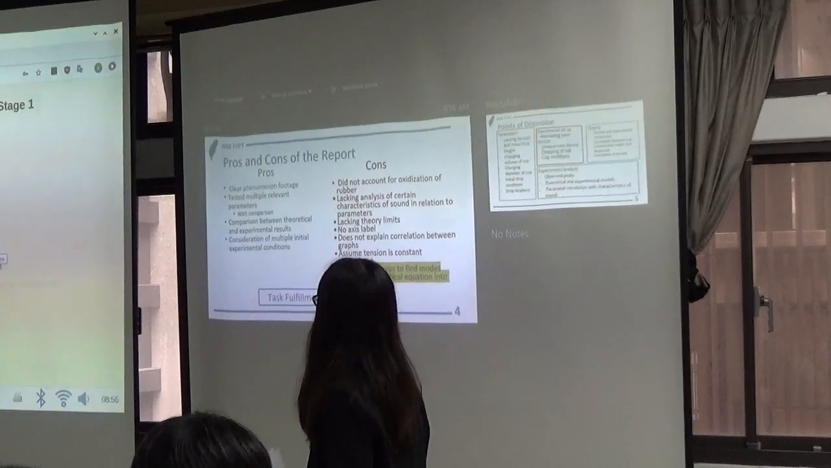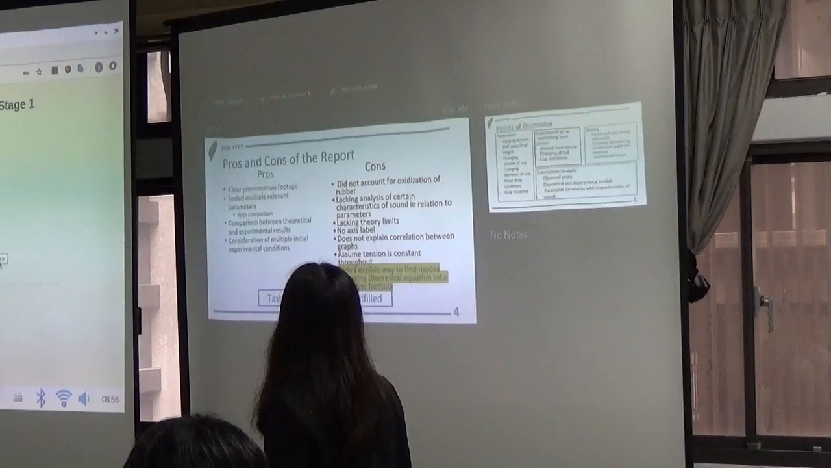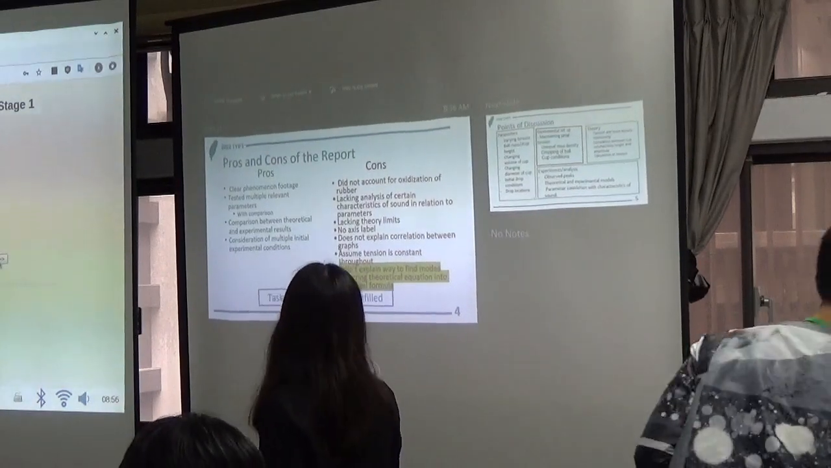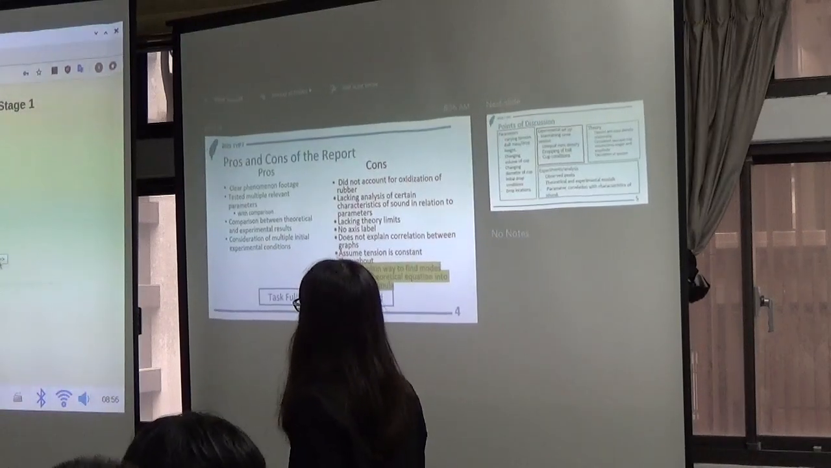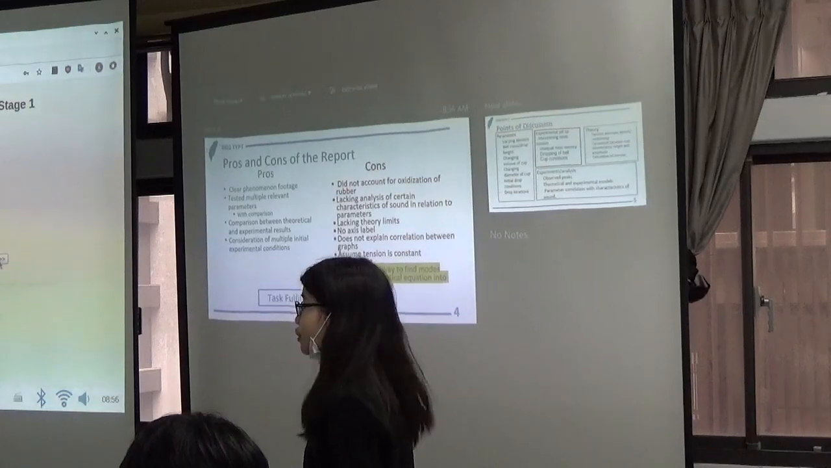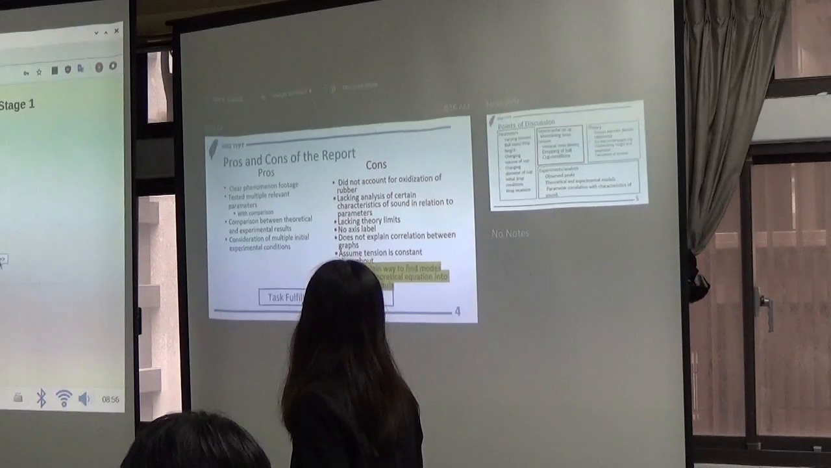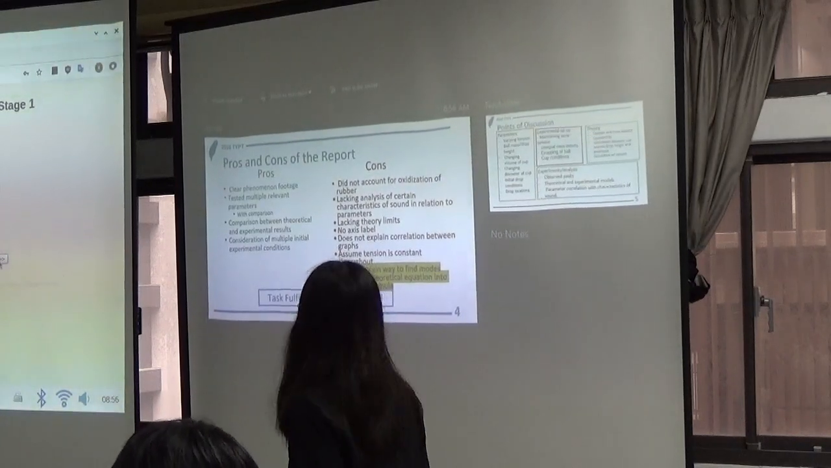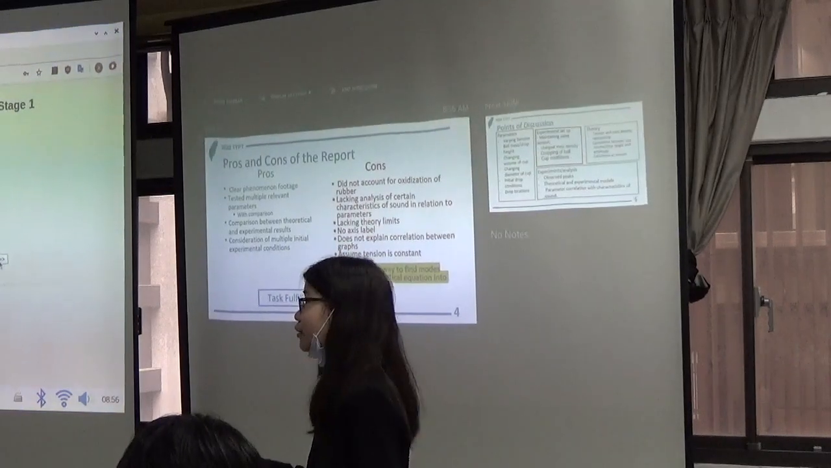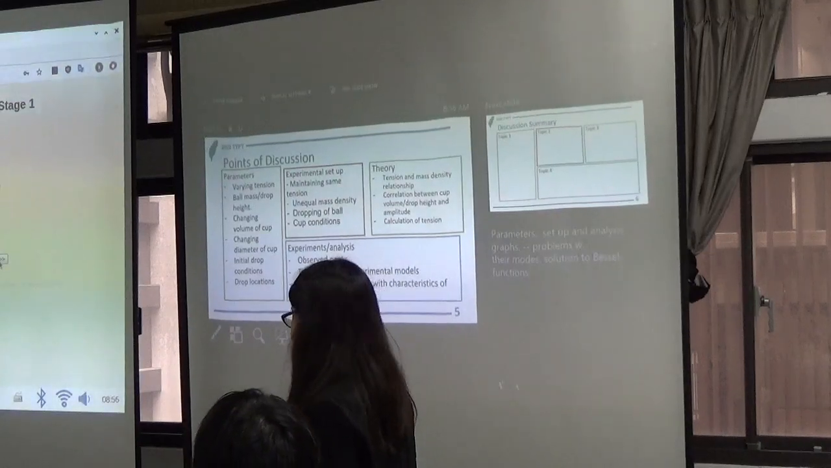Some cons were that the reporter did not account for the oxidization of rubber over time, and they lack analysis of certain characteristics of sound in relation to parameters. They also lack theory limits. There's no axis label, and they do not explain the correlation between the graphs. They also assume tension is constant throughout, which is clearly not true, and they did not explain a way to find the modes. They also refer to the theoretical equation as an empirical formula. However, formulas cannot be empirical, because empirical suggests that it's found by experiments.